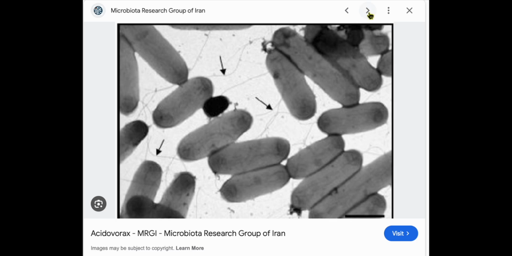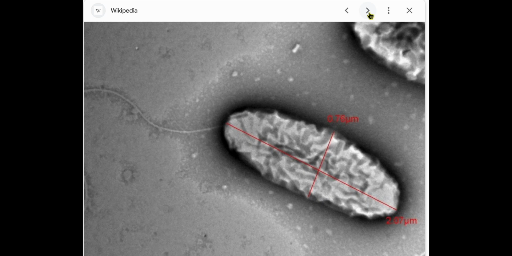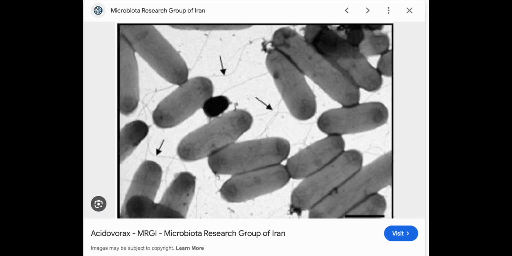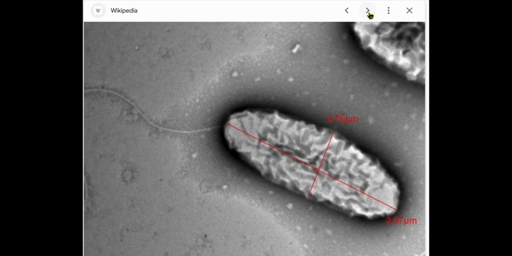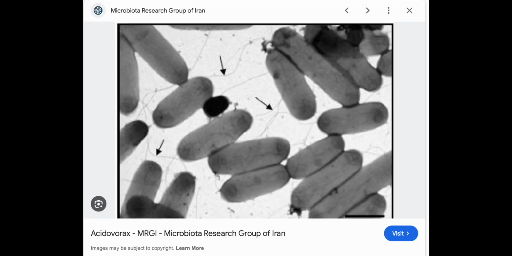Buffered charcoal yeast extract agar, BCYE. Acidovorax species do not exhibit growth on BCYE agar. This feature further distinguishes them from other bacteria that thrive on this medium. These distinct growth patterns on various culture media contribute to the laboratory identification and differentiation of Acidovorax species from other microorganisms.